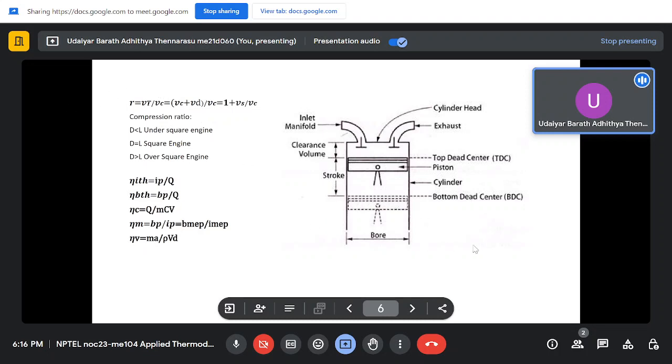Based on the bore diameter and the stroke length, the engine is classified: if the stroke length and the bore diameter are equal, it's called a square engine; if the bore diameter is more than the stroke length, it's called an oversquare engine; and if the bore is less than the stroke, it's called an undersquare engine. In an undersquare engine, the diameter will be small, so the compression will take place faster, but in an oversquare engine the distance traveled by the piston will be small.